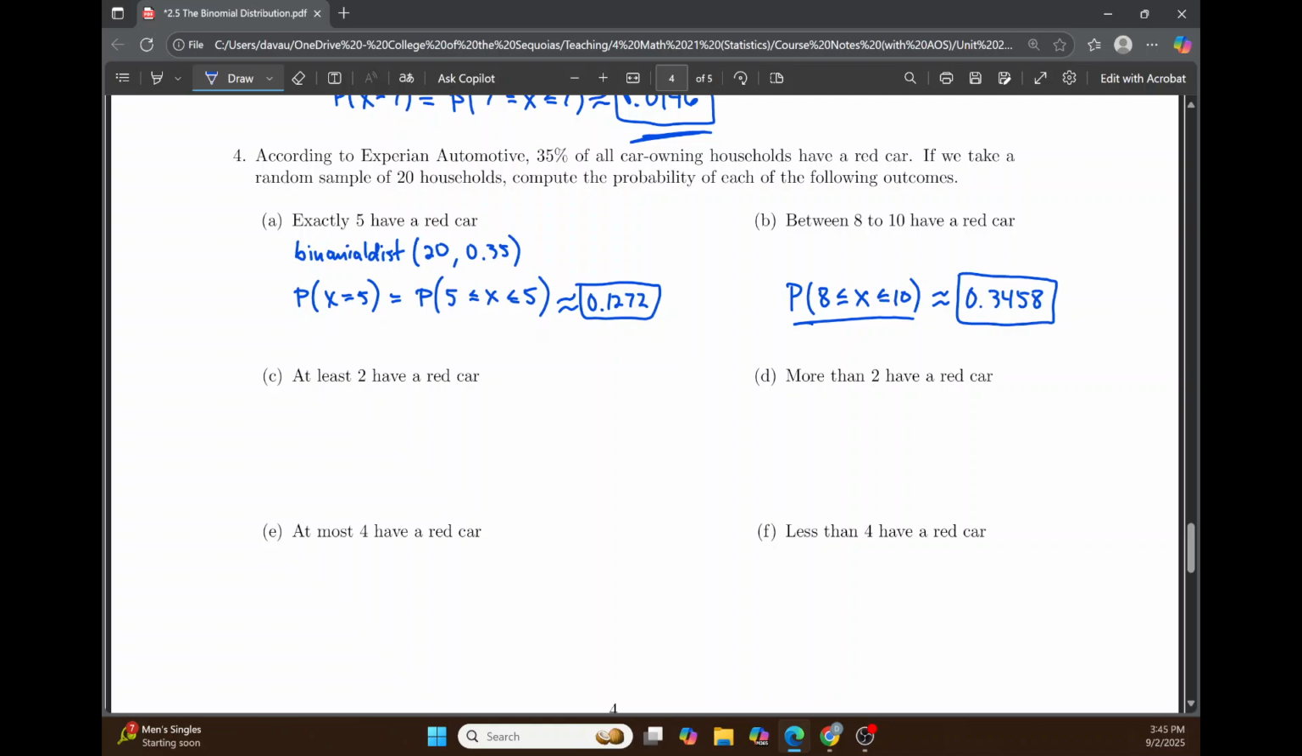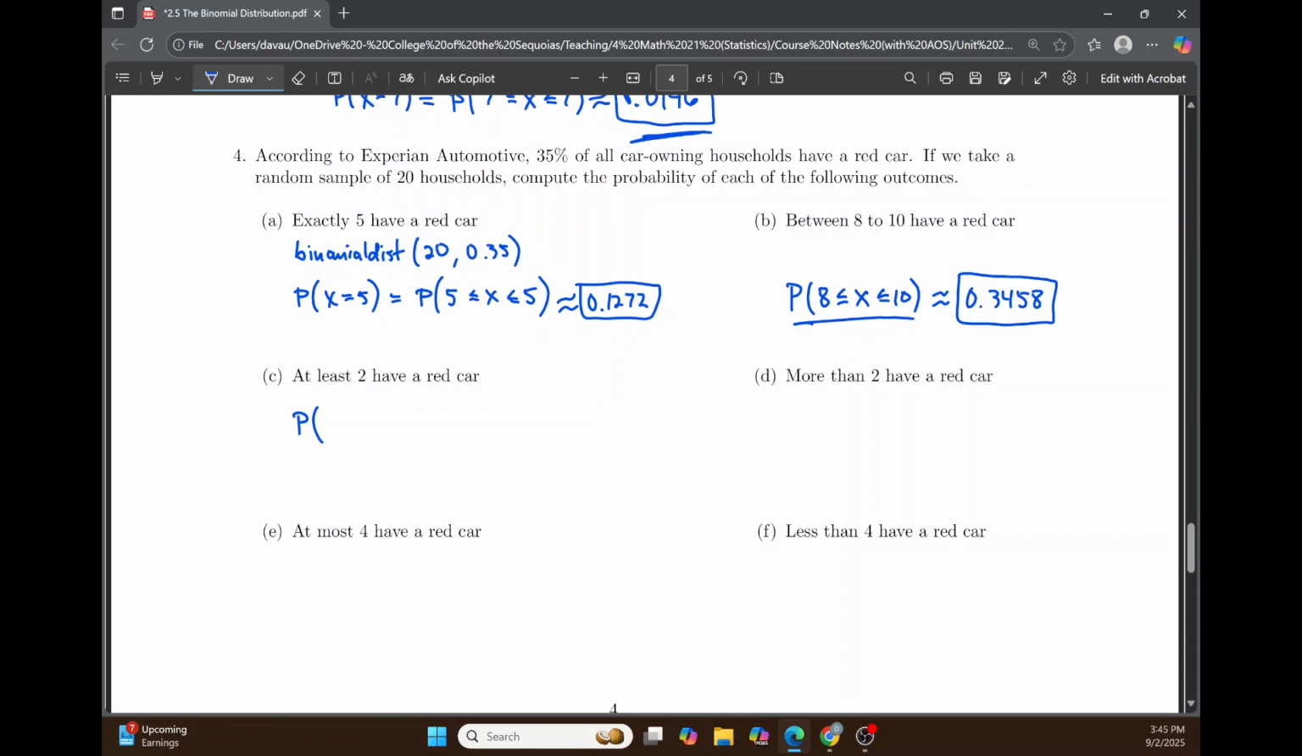Okay, so that's A and B. Let's look at part C. Part C says, what's the probability that at least 2 of the households have a red car? So we want the probability of at least 2. Well, if x is at least 2, then that means that x could be 2 or more, right? X could be 2 or 3 or 4. It just can't be 1 or 0, right? So x has to be greater than or equal to 2. Right? That's what at least 2 means.